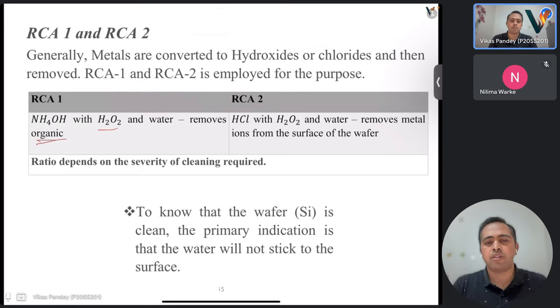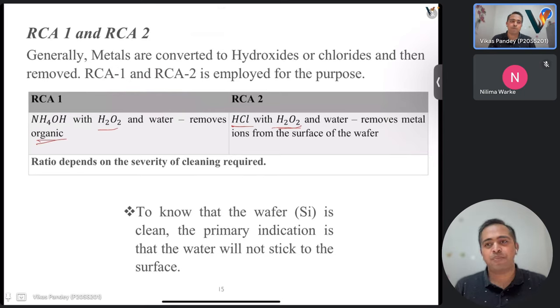The ratio will depend on the severity of the cleaning required, what kind of wafer it is, and what is the quality of the wafer that you are getting. And then once this is done, RCA2, that is HCl and H2O2 and water, this will remove metal ions from the surface of the wafer.